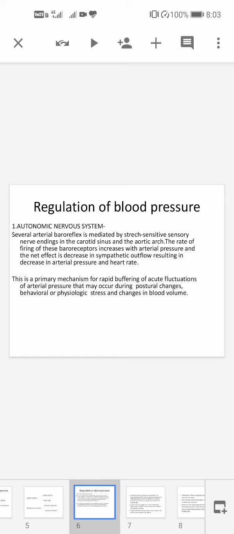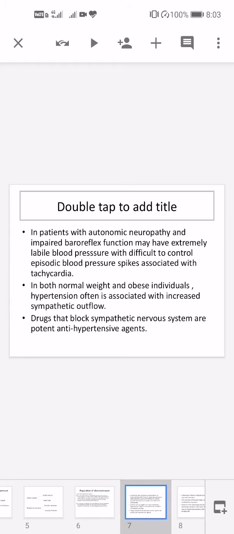This is the primary mechanism for rapid buffering of acute fluctuations of arterial pressure that may occur during postural changes, behavioral changes, physiologic stress, and changes in blood volume. In patients with autonomic neuropathy and impaired baroreflex function, they may have extremely labile blood pressure with difficult to control episodic blood pressure spikes associated with tachycardia.